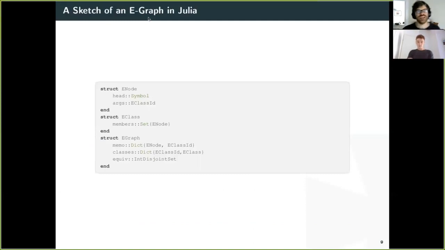So here's a quick sketch of a much simplified data structure of the egraph in Julia. We have here the E nodes, which I said hold things like plus, times, and variables. And that would go into the symbol field, the head field. And then the arguments point to all the equivalence classes that are the children of that E node. And then the E class is a set of E nodes that are known to be equivalent to each other. And finally, the E graph weaves those two together, actually has them talking to each other.